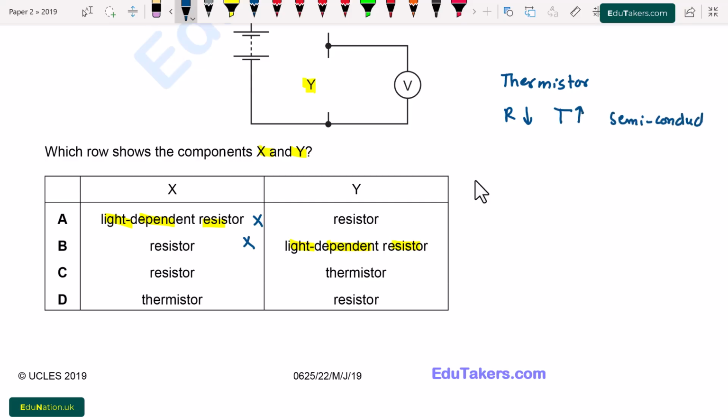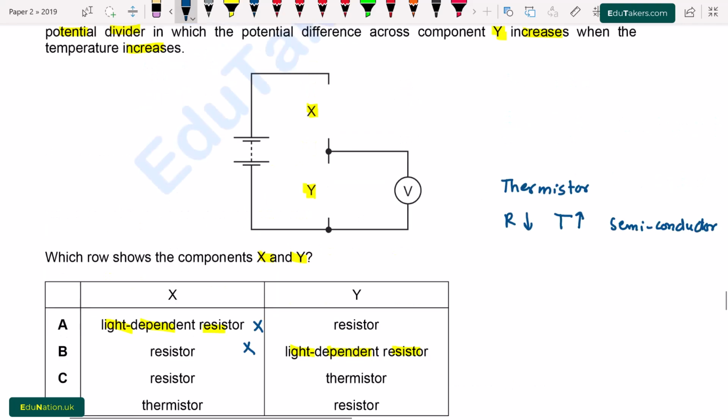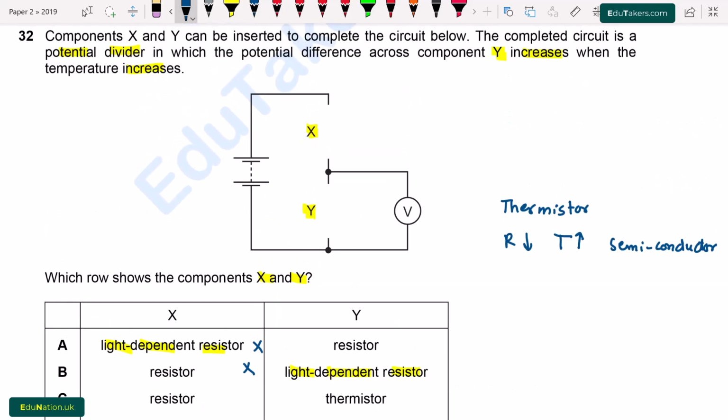It means that they show negative temperature coefficient. So when the resistance of the thermistor decreases with the increase in temperature, if the thermistor and the resistor are connected as a potential divider, the potential difference across the thermistor also decreases as the temperature increases. It means that the thermistor should be connected at X. Here should be thermistor.